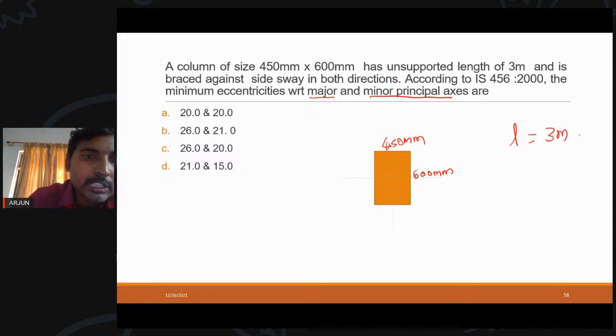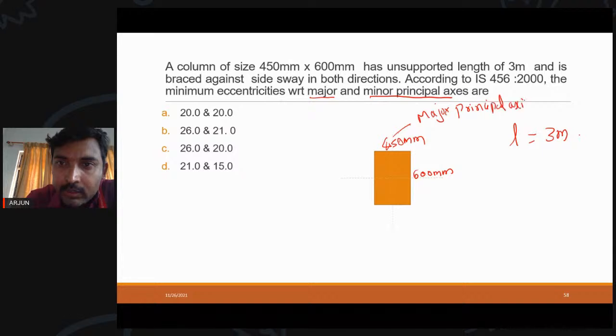So option A 2020, option B 26 and 21, option C 26 and 20, option D 21 and 15. So in order to solve these type of problems, we should know which is the major principal axis and minor principal axis. So the major principal axis means the axis which is parallel to maximum dimension will be considered as major principal axis.